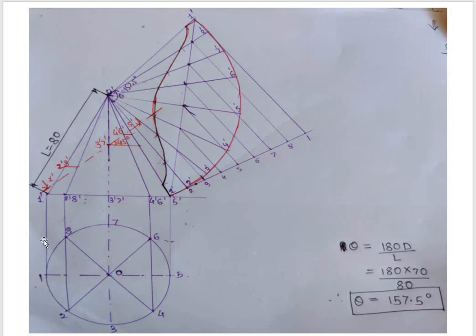After that project all these points up to the XY line, and make them 1 dash, 2 dash, 8 dash, 3 dash, 7 dash, 4 dash, 6 dash and 5 dash. Okay, as this is the front view. After that take the length in the compass as 80 mm, mark this point, and join all the generators to that apex point, that is the O dash. Okay, so here is the O and here is the O dash. After joining all the points, again you have to complete the DLS of the cone.